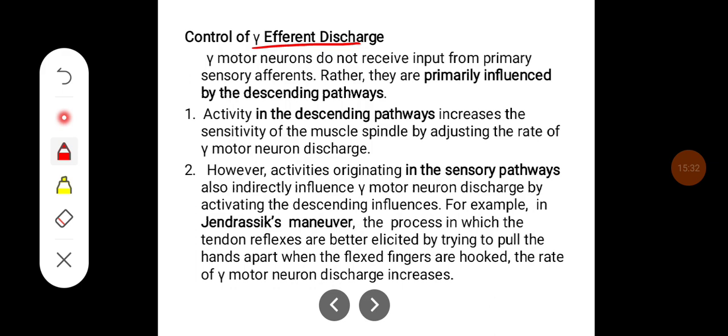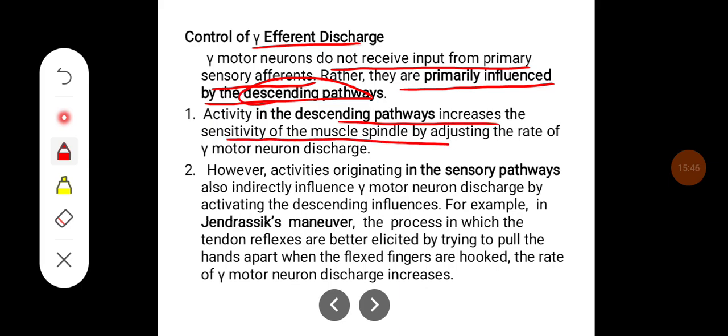Control of gamma afferent discharge. Gamma motor neurons do not receive input from primary sensory afferents, rather they are primarily influenced by the descending pathways. The activity in the descending pathway increases the sensitivity of the muscle spindle by adjusting the rate of gamma motor neuron discharge. However, activities originating in the sensory pathways also indirectly influence gamma motor neuron discharge by activating the descending influences.